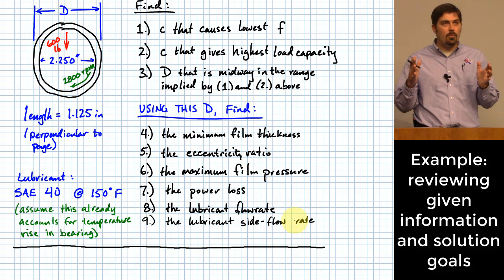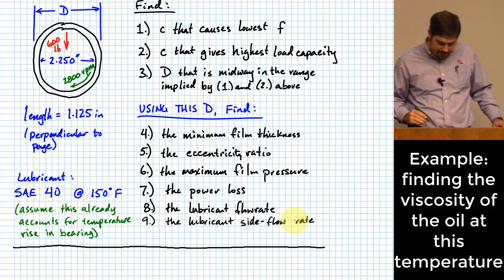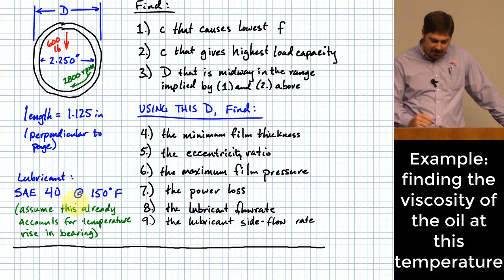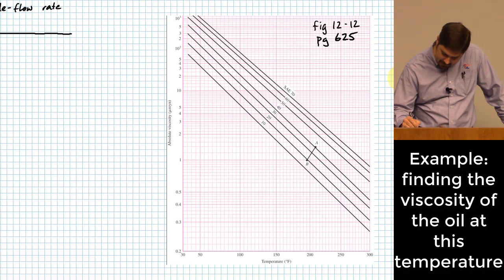Sounds good. So let's actually start. There's something we need to start with before we even start answering any of these other questions. You might see that we have an SAE 40 lubricant. The only reason that matters to us is that we need to know viscosity. So before we look at any of these questions, we need to take a look at this SAE 40 lubricant and determine a viscosity. So let me start with that, and I'll pull up our first chart.